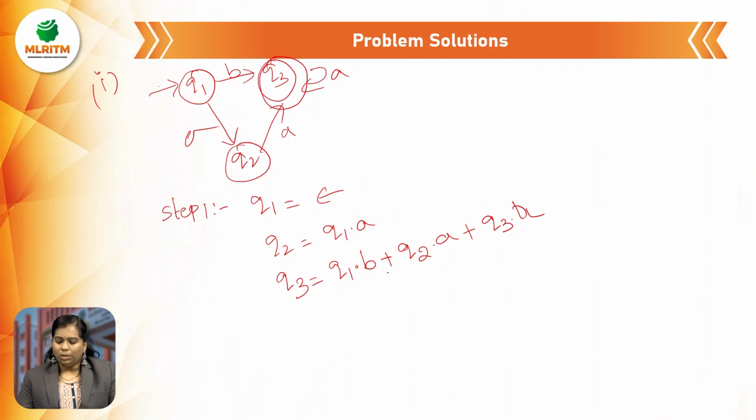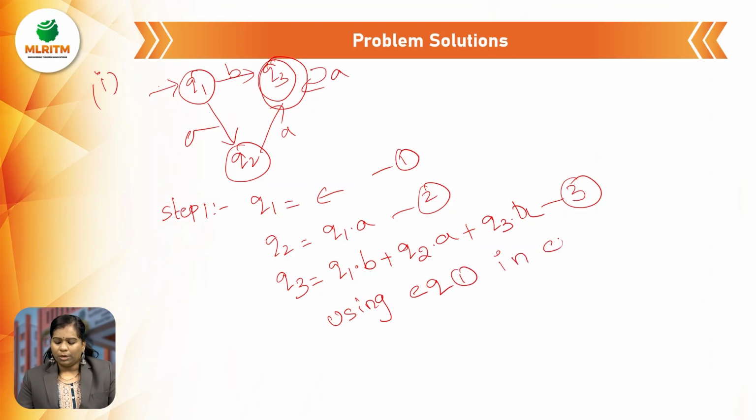Here I am substituting the epsilon. Equation 1, equation 2, equation 3. Using equation 1 in equation 2, Q2 is equal to epsilon dot A.